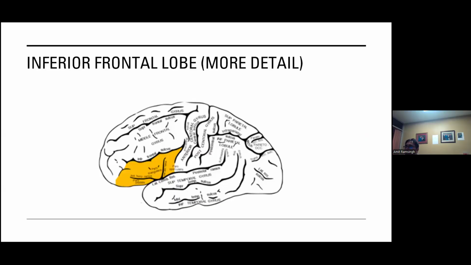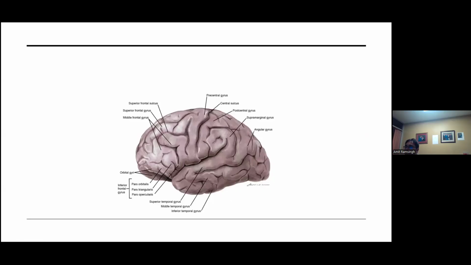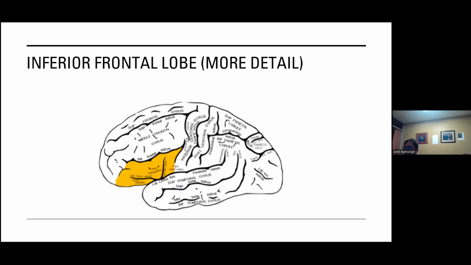So again, going back to the inferior frontal lobe, just to touch on it again because it's quite important. We have the anterior horizontal ramus and the ascending ramus that split this inferior frontal lobe into three areas again: orbitalis, triangularis, and opercularis.